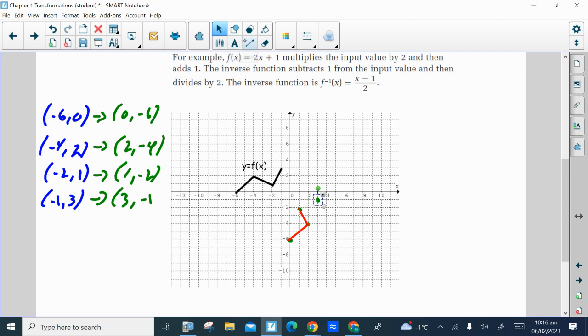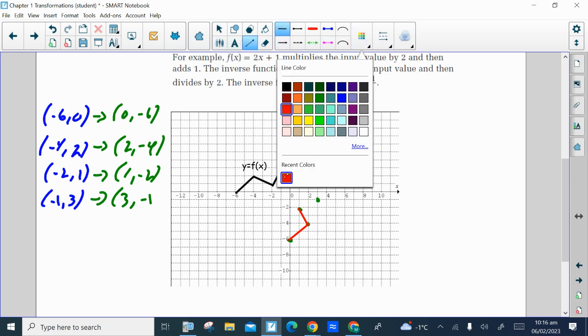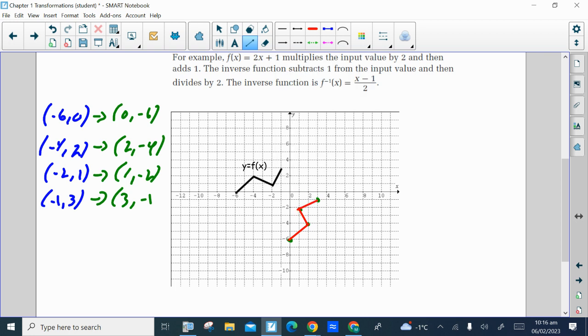There we go. So there's our new graph. And they are reflections about the line y equals x, which goes through 1, 1, 0, 0, 2, 2, negative 1, negative 1, and etc. Okay, something like that.